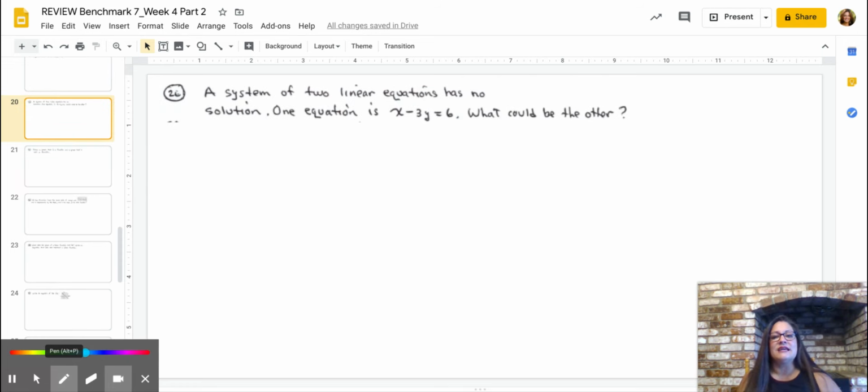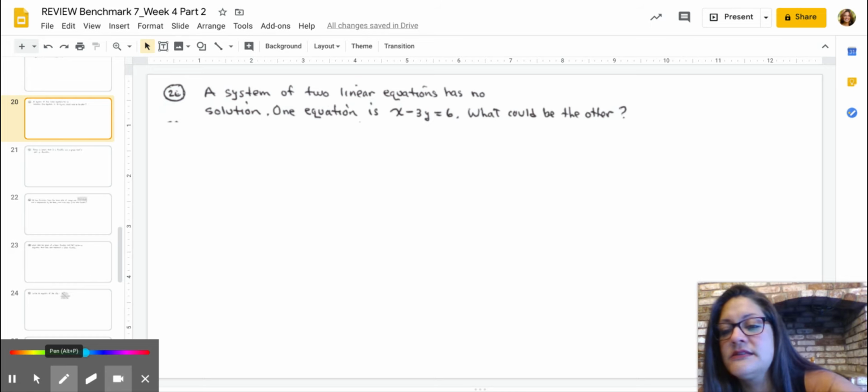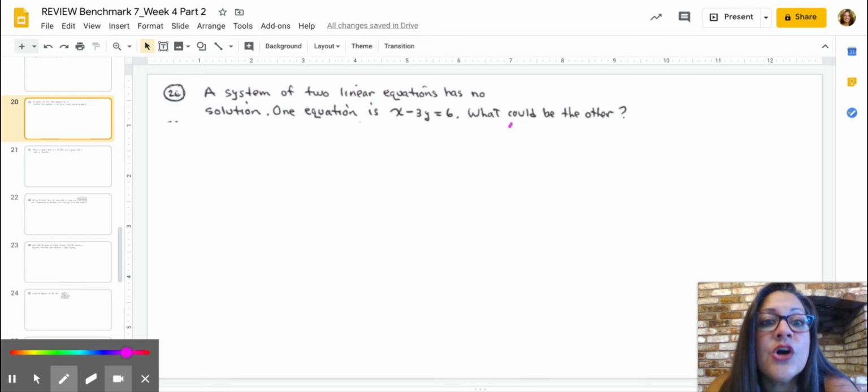Number 26. A system of two linear equations has no solution. One equation is x minus 3y equals 6. Okay, so if two linear equations, that means they're straight lines, have no solution. A solution is where two lines intersect. It would be right here, right where the x is. So if there's no solution, it means that they are parallel lines. Okay, parallel lines. So it's telling us what one of them is, and it says what could be the other.